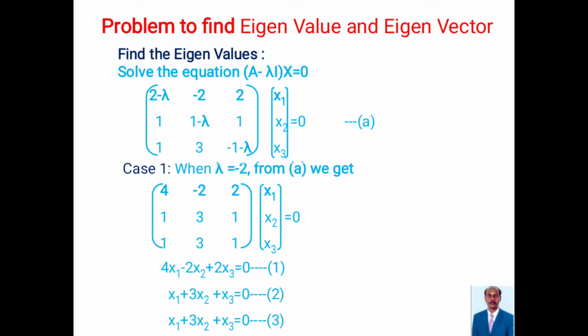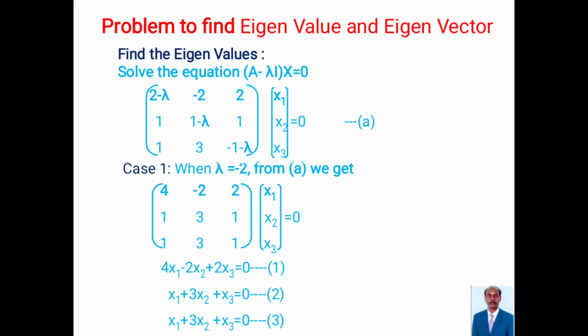So we can simplify it, we can get the matrix with rows 2 minus lambda, minus 2, 2; 1, 1 minus lambda, 1; 1, 3, minus 1 minus lambda. So we can consider that x is x1, x2, x3. Okay, so now we can apply lambda is equal to minus 2. That previous is written in a general format. Now we can apply lambda is equal to minus 2 from A.